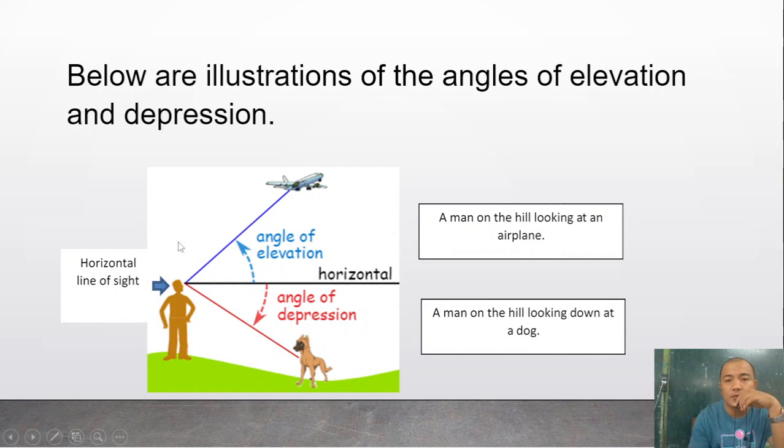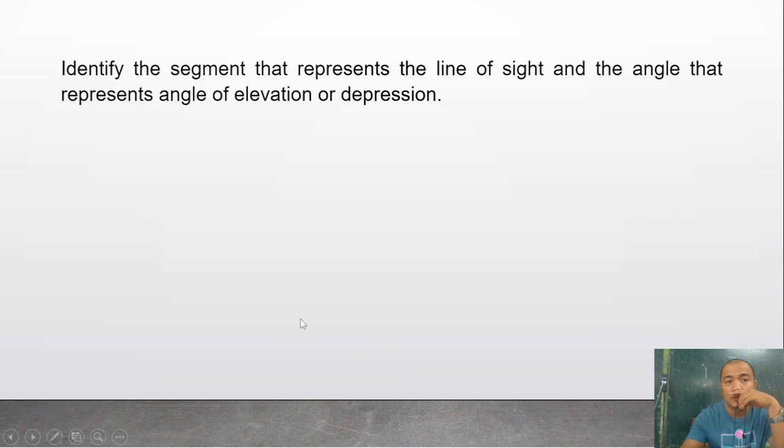Here are illustrations of angle of elevation and depression. Okay, this is the person looking at an airplane. Then, the angle formed between the horizontal and the line of sight is what we call the angle of elevation. But if the man is looking at the dog below, then the angle formed between the horizontal line and the line of sight of the man is what we call the angle of depression.